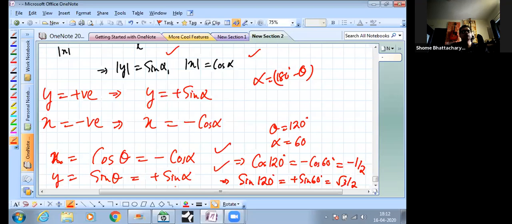So just make a note of this and understand this up to these values minus 1/2 and plus root 3/2. Then we will see some more examples. Okay, students, so hope it is clear up to this step.